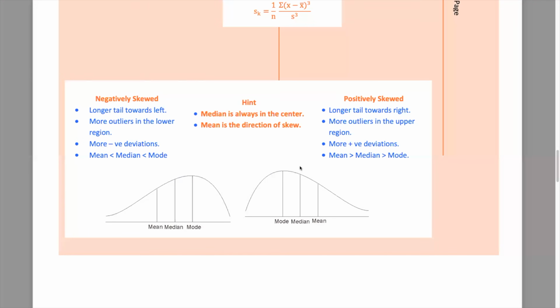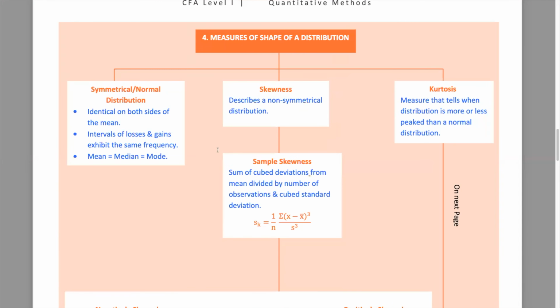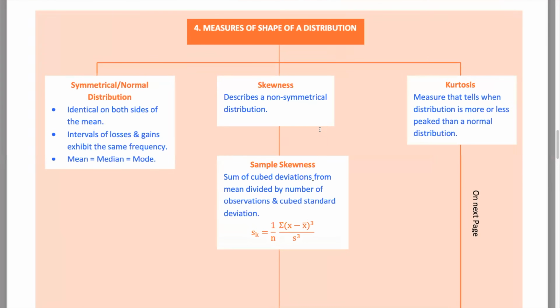Understanding skewness is important because it gives us insight into the direction and magnitude of deviations from the mean. For investors, skewness helps assess the likelihood of extreme returns. A positively skewed distribution might indicate potential for high returns, but also more volatility. A negatively skewed distribution might indicate more consistent returns, but a higher chance of significant losses.